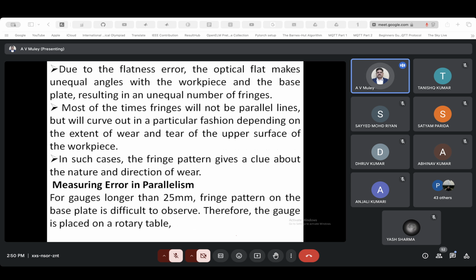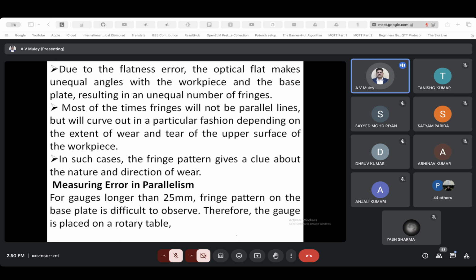Due to the flatness error, the optical flat makes an unequal angle with the workpiece and the base plate, resulting in an unequal number of fringes. Most of the time, fringes will not be parallel lines, but will curve in a particular fashion depending upon the extent of wear and tear of the upper surface of the workpiece.